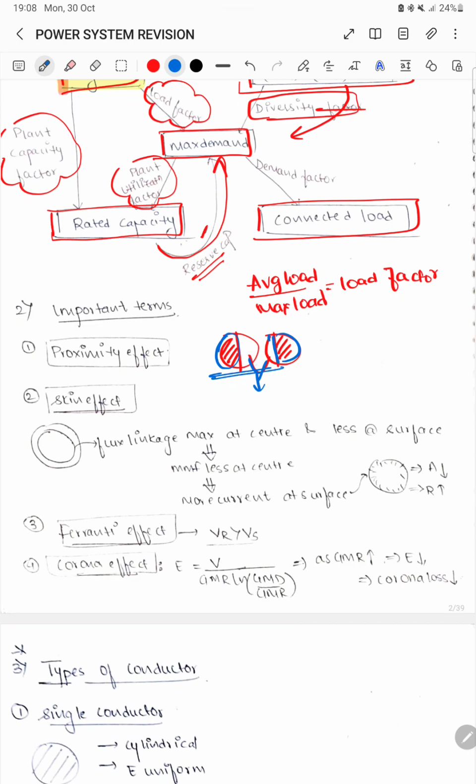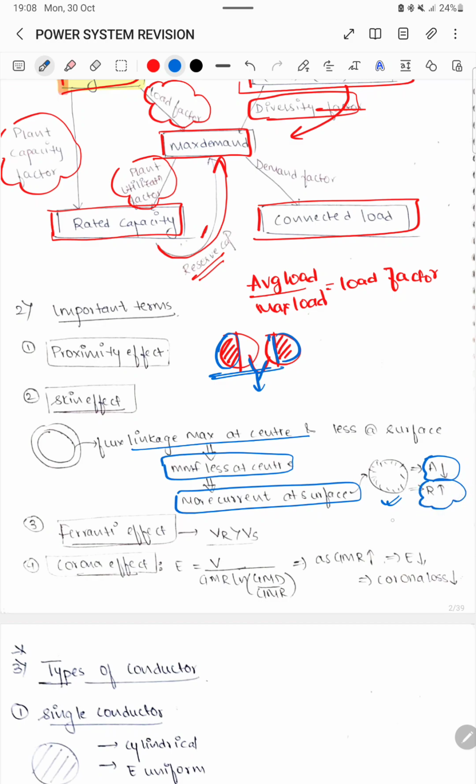Then skin effect. So skin effect would be because of uneven distribution of the flux linkage. So maximum flux would be linking at the center. Since maximum flux links at the center and less at the surface, MMF at center would be very less. Okay, and that's why there is more current at the surface. Okay, since effective area would reduce, resistance would actually increase.